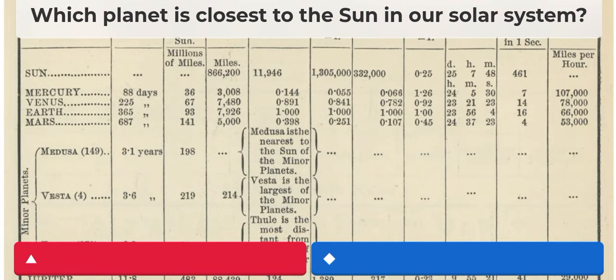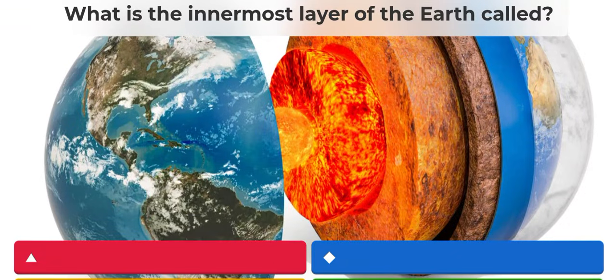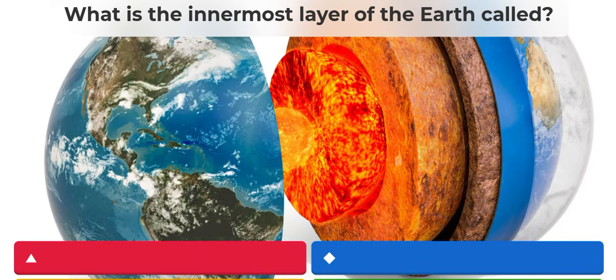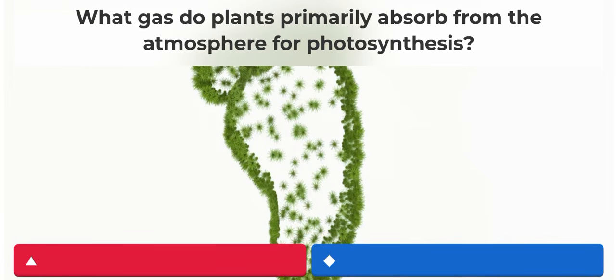Which planet is closest to the Sun in our solar system? What is the innermost layer of the Earth called? What gas do plants primarily absorb from the atmosphere for photosynthesis?